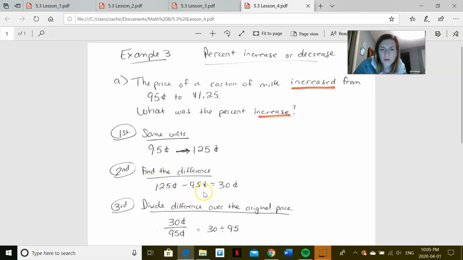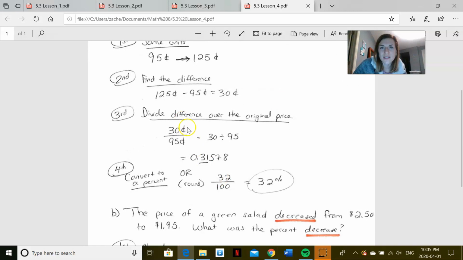So take the bigger number, subtract the smaller number. So we have a 30-cent difference, right? Or a 30-cent increase. But we still have to figure out what the percent is. So we're going to take that difference and divide it over the total original. So 30 cents divided by 95 cents, that was the original price, gives us 0.31578.